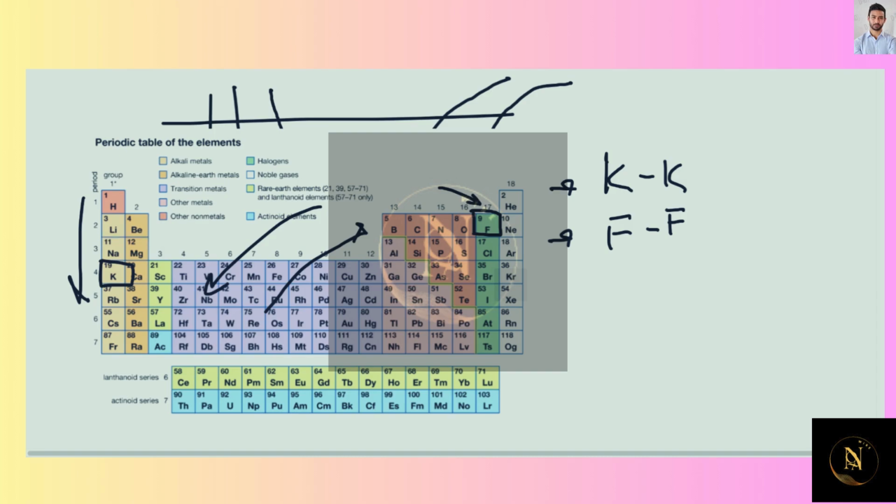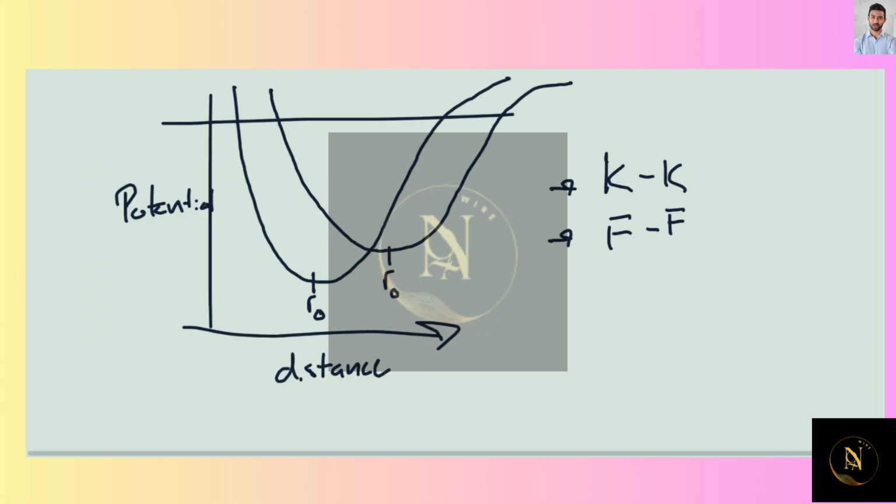So which of them should we expect to have the smaller or closer equilibrium bond length? Fluorine, right? So this is clearly for fluorine, and this one is clearly for potassium.